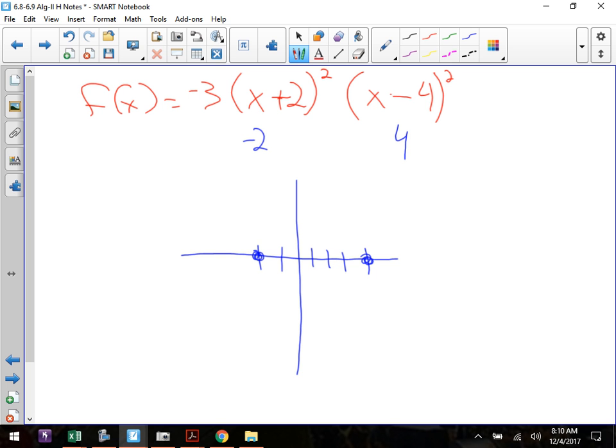Tails are down, down. Okay. These zeros have multiplicity of 2, which means they change direction at the zeros. Right? So it's got to move up, change, come back up, change.